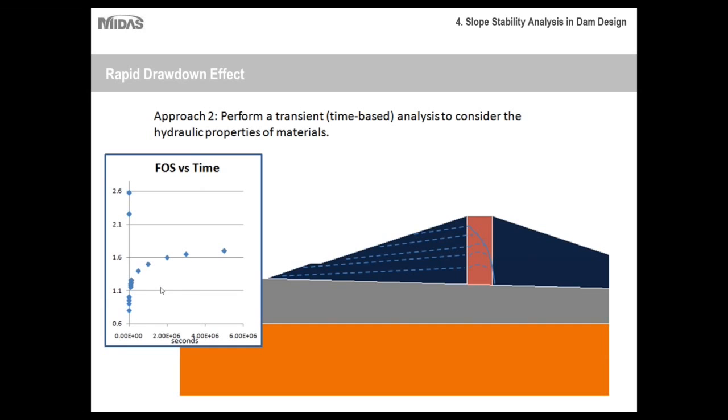If that were the case, obviously you would need to do some remedial changes, maybe change the dimensions of the slope or add something to ensure that the slope doesn't fail when rapid drawdown does occur. So once again, that's the main difference between approach 1 and approach 2.